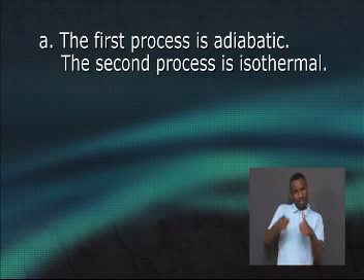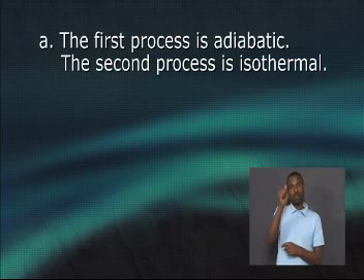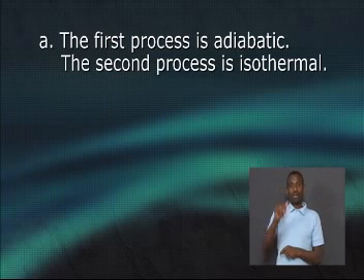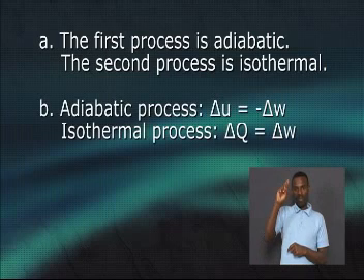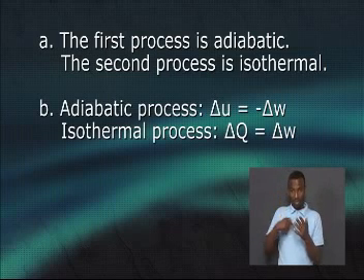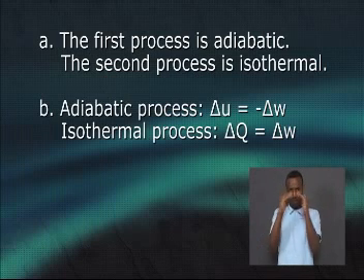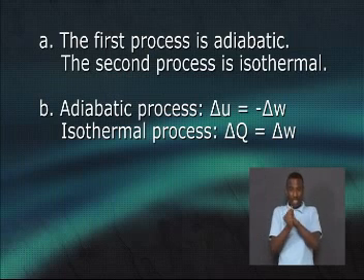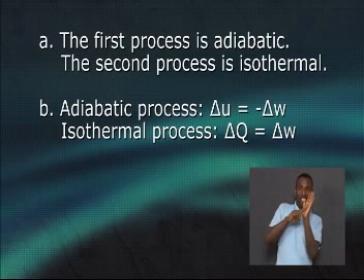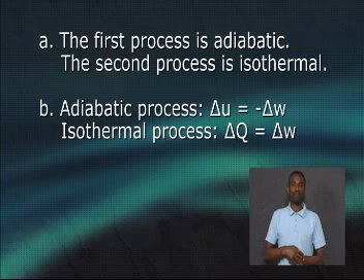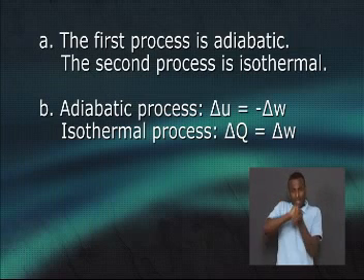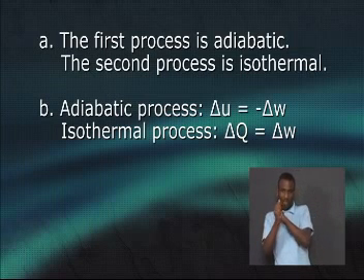The first process is an adiabatic process, while the second process is an isothermal process. As we introduced, the appropriate equation for the adiabatic process is delta U equals negative delta W. The equation for the isothermal process is delta Q is equal to delta W.